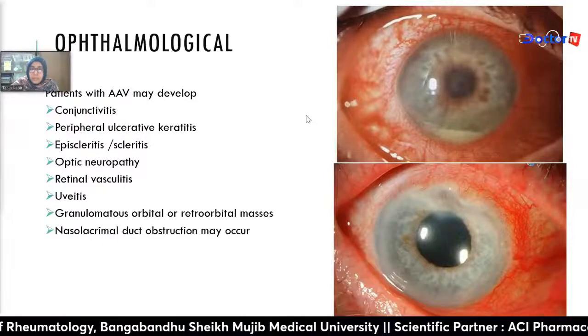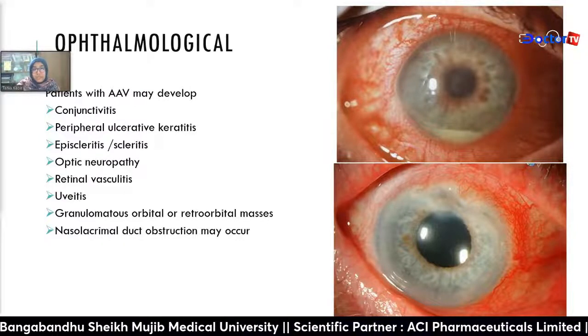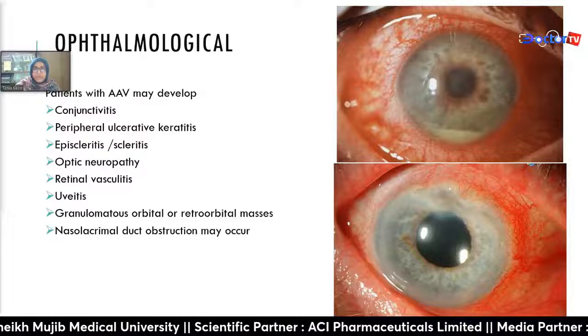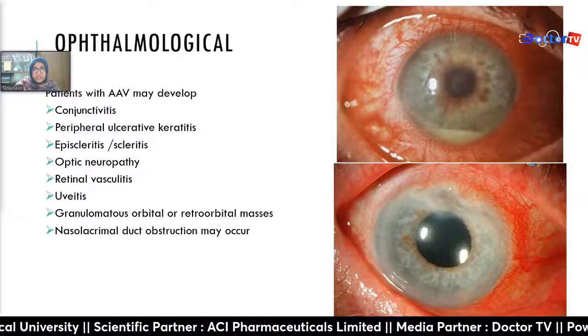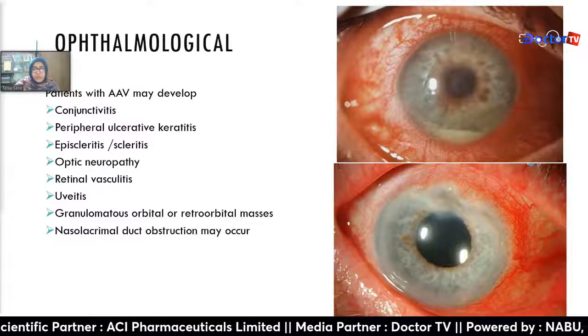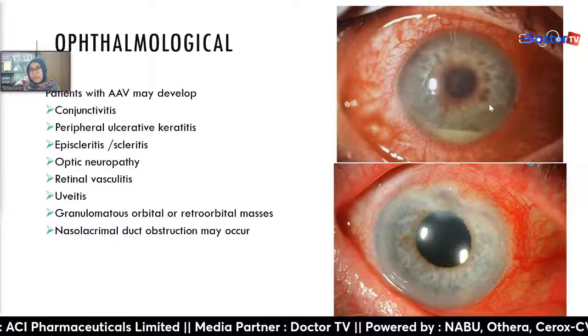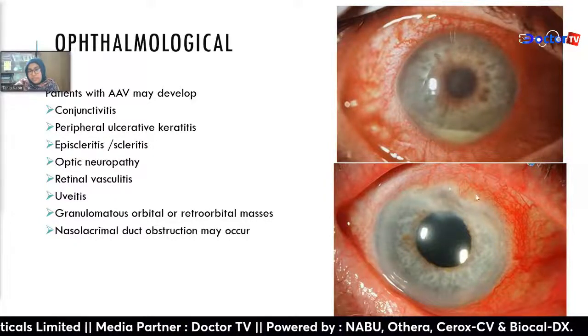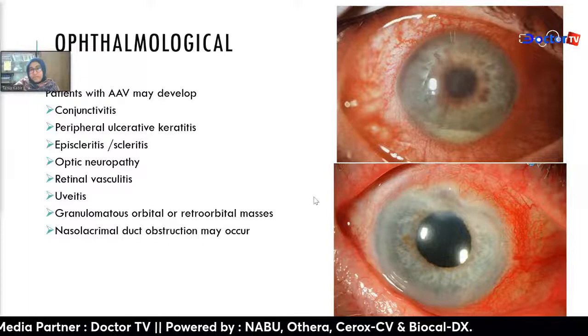Regarding the ophthalmological manifestations, the patient may present with conjunctivitis, peripheral ulcerative keratitis, episcleritis, scleritis, retinal vasculitis, uveitis, granulomatous orbital or retro-orbital masses. This picture is showing the uveitis, and this is peripheral ulcerative keratitis.